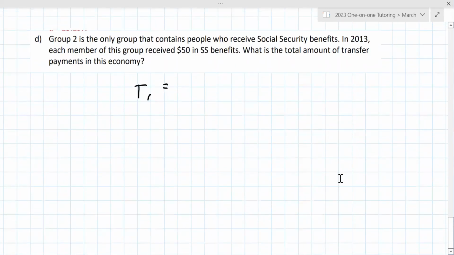Yeah. So they're saying here that the transfer payments, transferring literally means from one group to another. They're divided among Social Security and unemployment benefits. And that makes sense. So they're saying it's each member of the group. There's 10 people in the group, so 10 times 50.